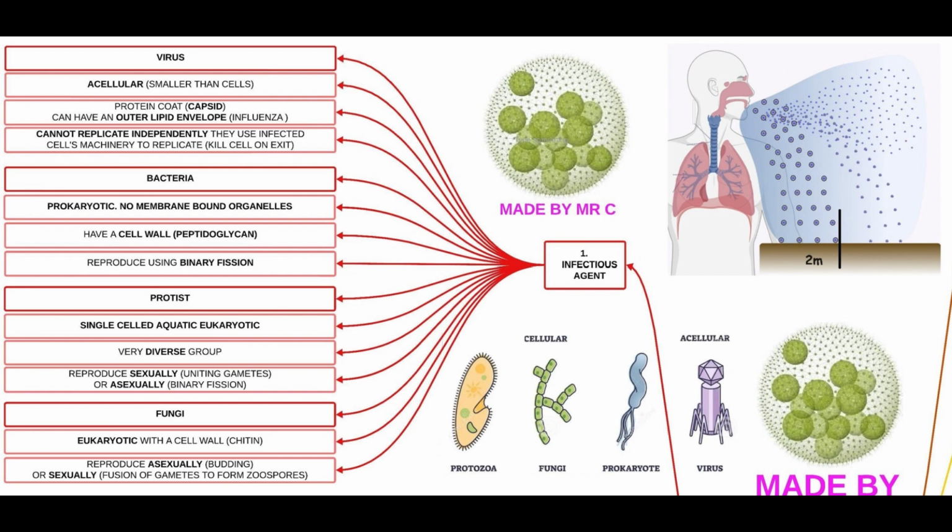Then we have bacteria. Bacteria are prokaryotic, which means they've got no membrane-bound organelles. They have a cell wall made of peptidoglycan, and they reproduce through binary fission.